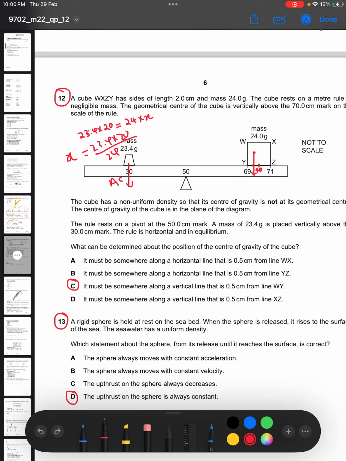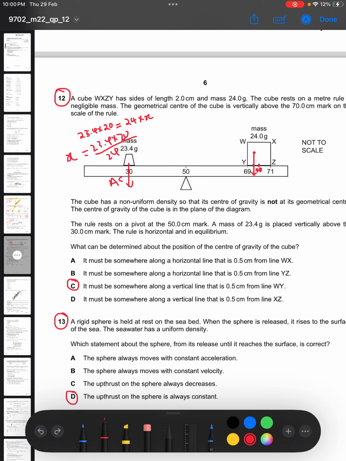Then the next one is saying it must be somewhere along the horizontal line 0.5 centimeters from YZ. YZ is horizontal here. So 0.5 centimeters from YZ. Then it would not make much sense anyway, because then it would mean that it is somewhere along that line. There is no justification for it to be somewhere along that line. We are not concerned about that. We are concerned about the center of gravity's distance from the pivot, which must be less than 70.